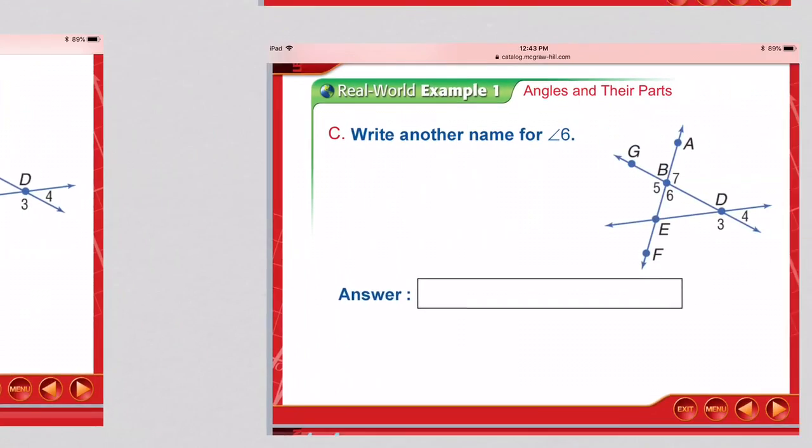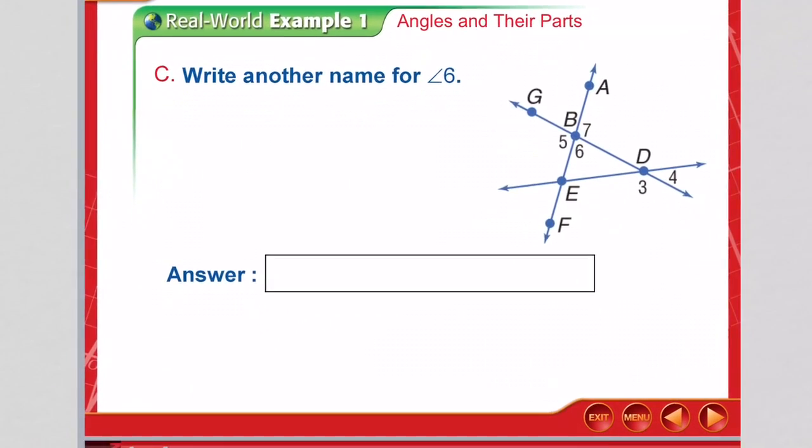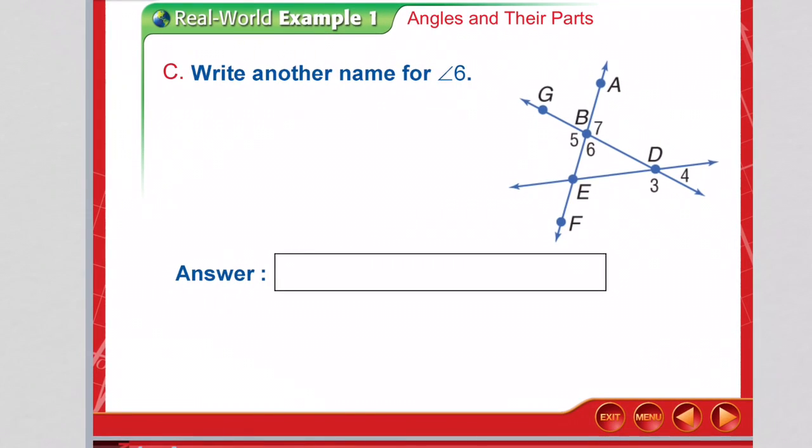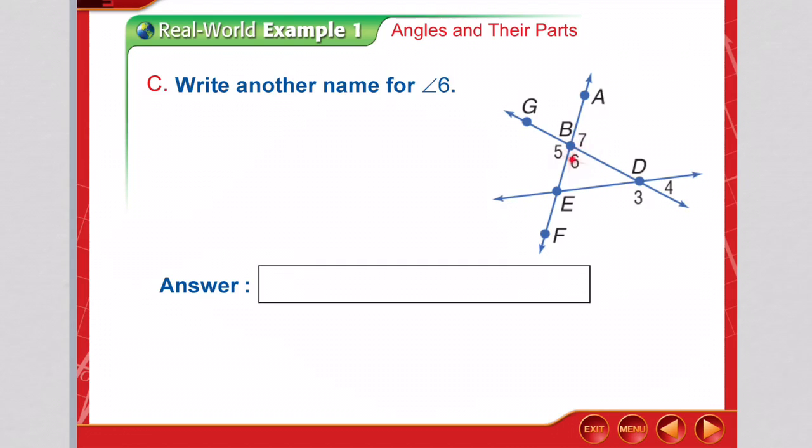So let's go ahead and look at the next one. Write another name for angle 6. So we're locating angle 6 here. There's angle 6, and we want to locate what letter is in the middle. Well, I see angle B is in the middle, so that has to be my middle letter.